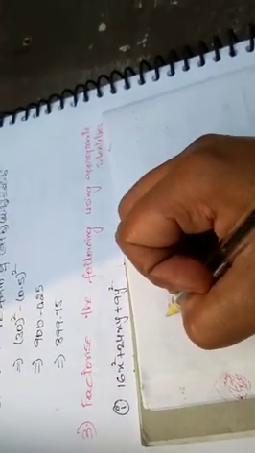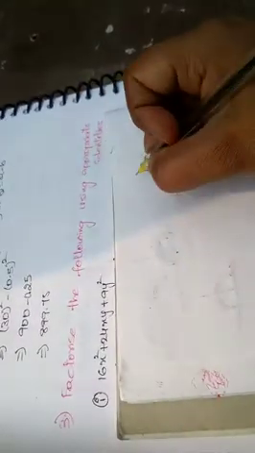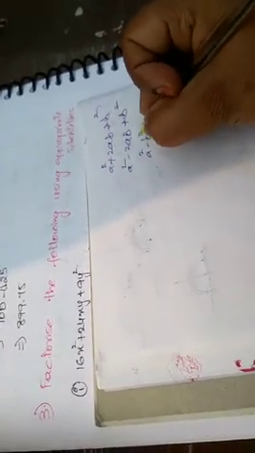16x square plus 24xy plus 9y square. If you observe carefully, factorize means it may be like this: a square plus 2ab plus b square, or it will be like a square minus 2ab plus b square, or it will be like a square minus b square.